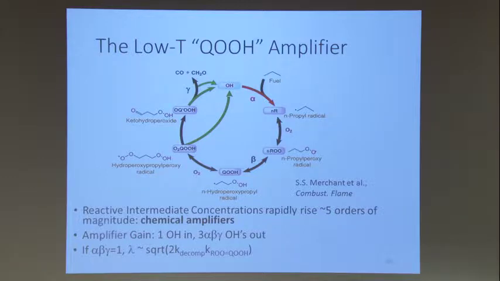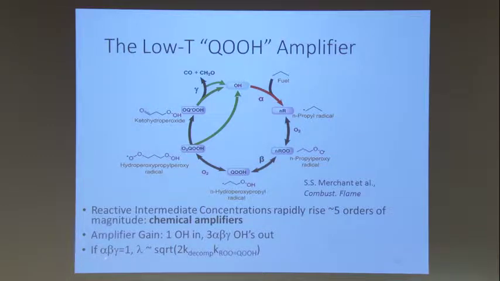And what you need is that the product of 3 times alpha, beta, gamma has to be greater than 1 for this cycle to do anything for you, to make ignition happen. So that's when the gain will be positive. Otherwise, you're getting fewer radicals out than you're putting in, and actually the whole thing will be stable, will not ignite. So this is a critical point.